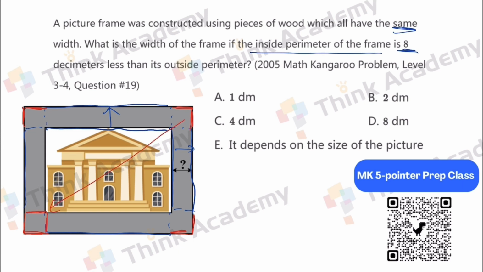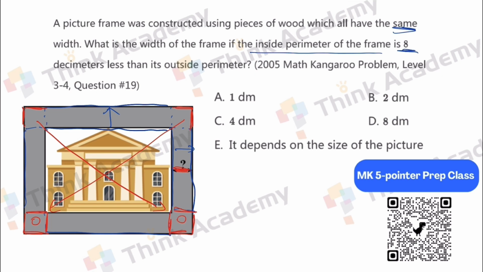We get a small square, whose side is actually the width. And same for this one. So we can get that the difference between the inside perimeter and the outside perimeter is equal to the perimeters of the two small squares.